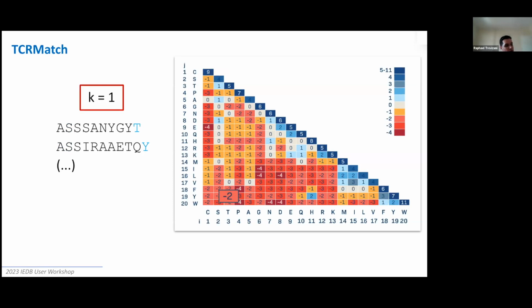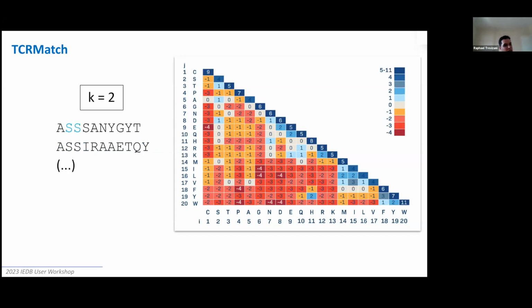So now we go from k equals 1 to k equals 2. And now we're going to compare each of the dimers. So we'll start with AS matching AS. So A and A +4, S and S +4. Shift the dimer at the bottom to the right. And then we have A and S, and S and I. Shift. You get the idea, right? Till the end of the second sequence.